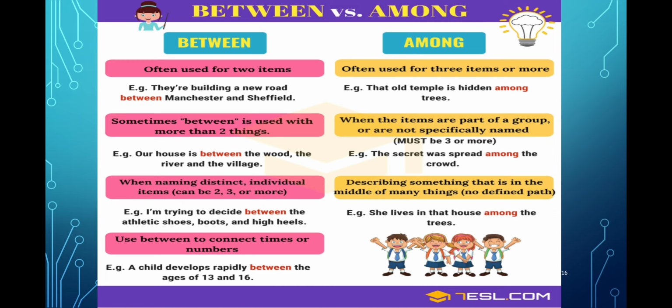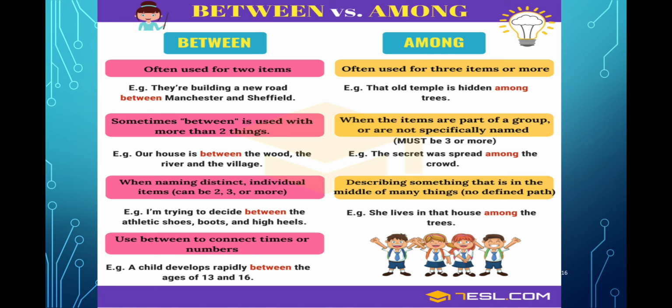Next, we come up with the usage of between and among. Now, between is often used for two items, whereas among is often used for three items or more. Coming to the example of between, they are building a new road between Manchester and Sheffield. Sometimes between is used with more than two things. For example, our house is between the wood, the river, and the village.